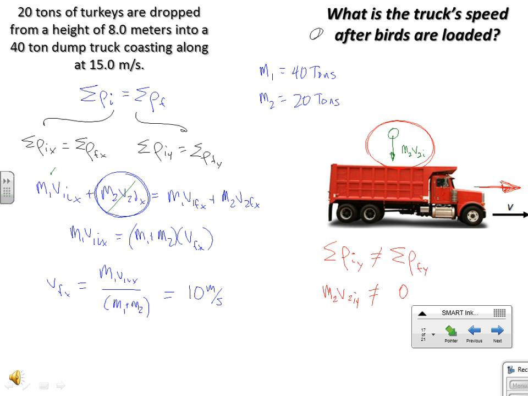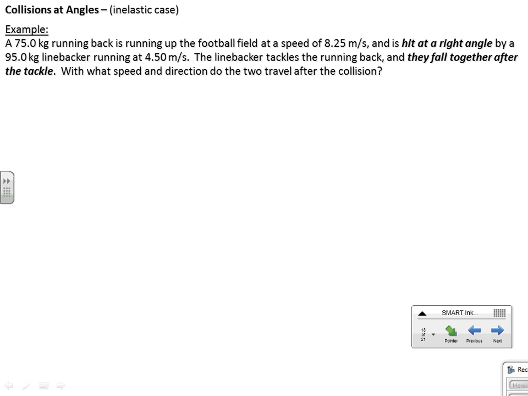Well, it's because the truck's on the ground. The truck is not free to move in this vertical direction. Well, really, there's a force that the ground exerts on the truck. All right? And yeah, there's a force that the truck exerts on the ground, but the ground is, quote unquote, not free to move. So we do not have a conservation in the vertical direction, but we do in the horizontal. Okay?